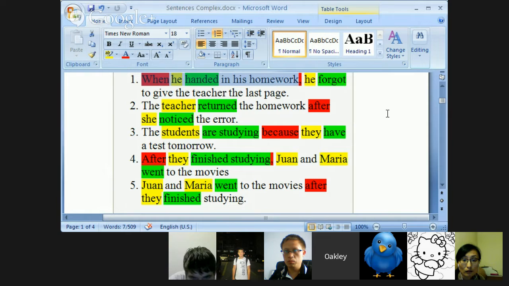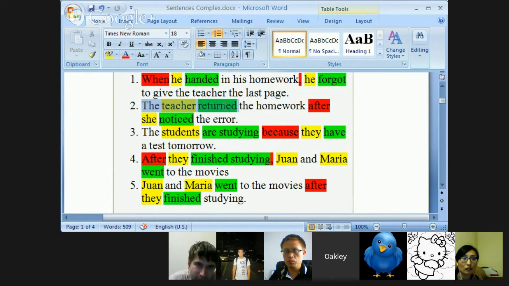So, because there's that time subordinator, it's not a complete idea. All right, so that is a classic complex sentence. This is a dependent clause. It depends on an independent clause to make it into a sentence. It cannot exist by itself in English. In other words, I cannot say when he handed in his homework, period. It would not make sense. It's unacceptable. All right. Okay.